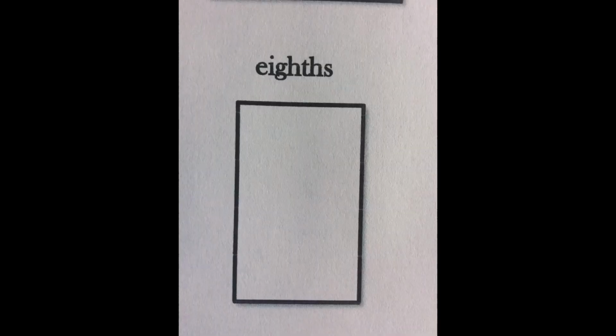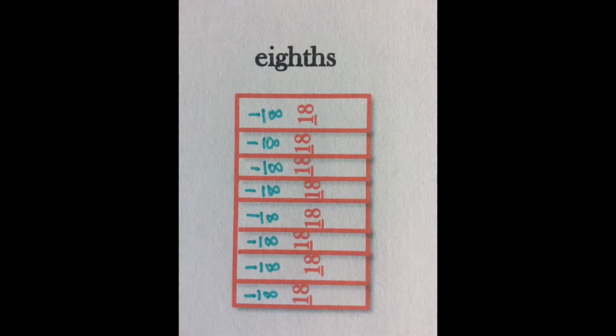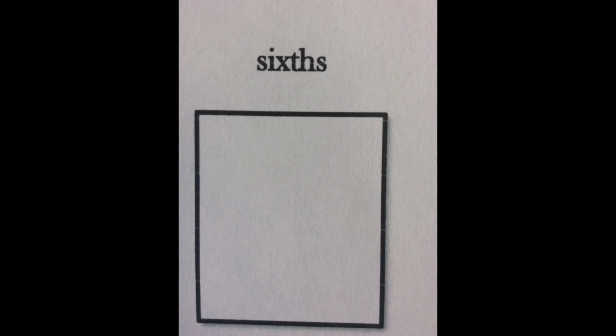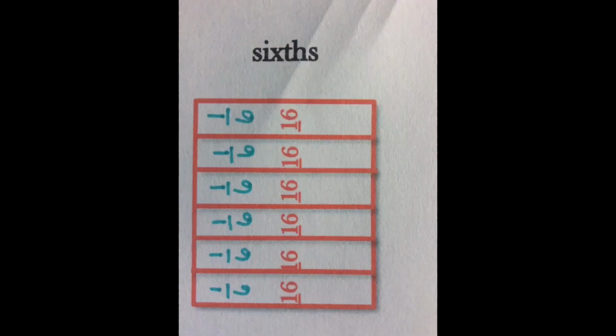Pause the video, draw the rectangle, and partition it into eighths. You should have partitioned the rectangle into 8 parts and labeled each part 1/8. Pause the video, draw the rectangle, and partition it into 6. You should have divided it into 6 parts and labeled each part 1/6.